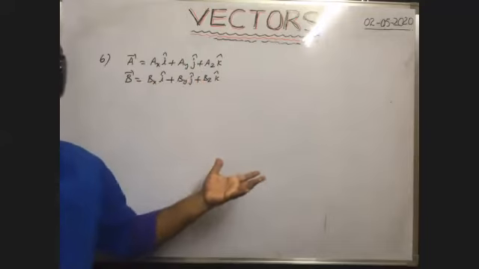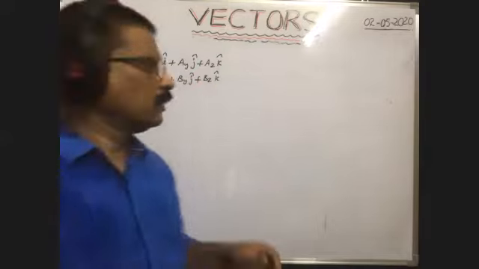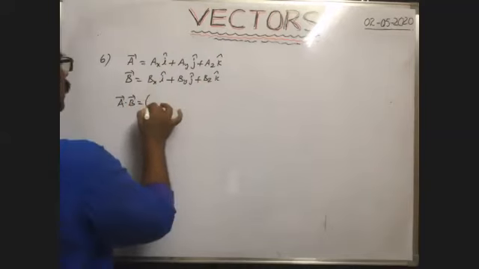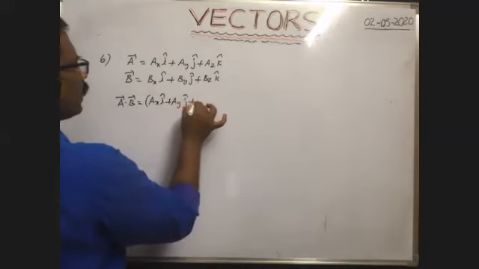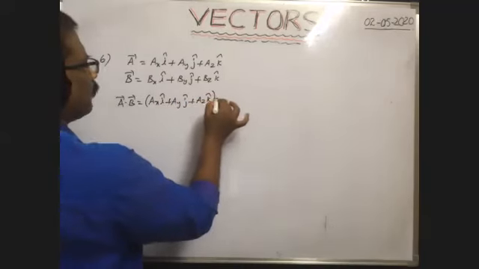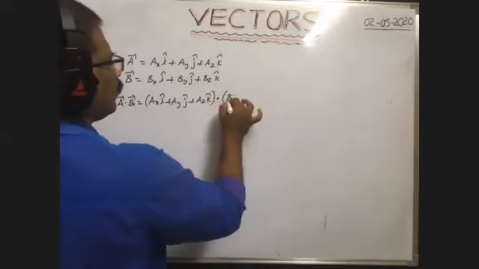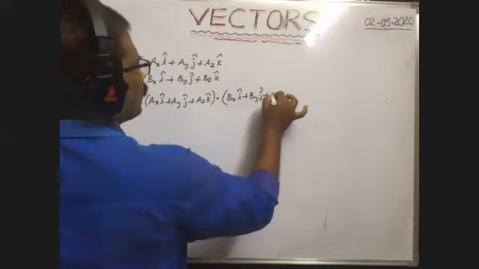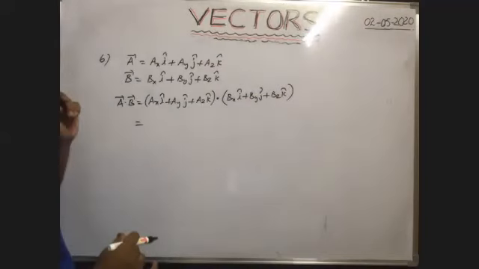We can write like this also. Okay. So here, now the dot product between these two. That means a bar dot b bar is equal to a bar, that is ax I cap plus ay j cap plus az k cap, dot, next b bar, that is bx I cap plus by j cap plus bz k cap. Okay. Now, what is the dot product between these two?